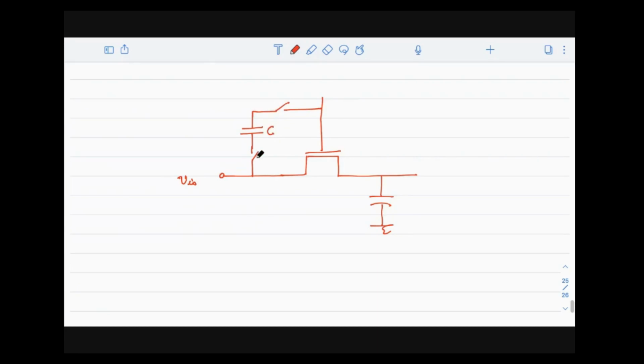Now how is this working? At what time should this be closed? See that phi1 is the sampling phase and phi2 is the hold phase. So the switch will be off during phi1.